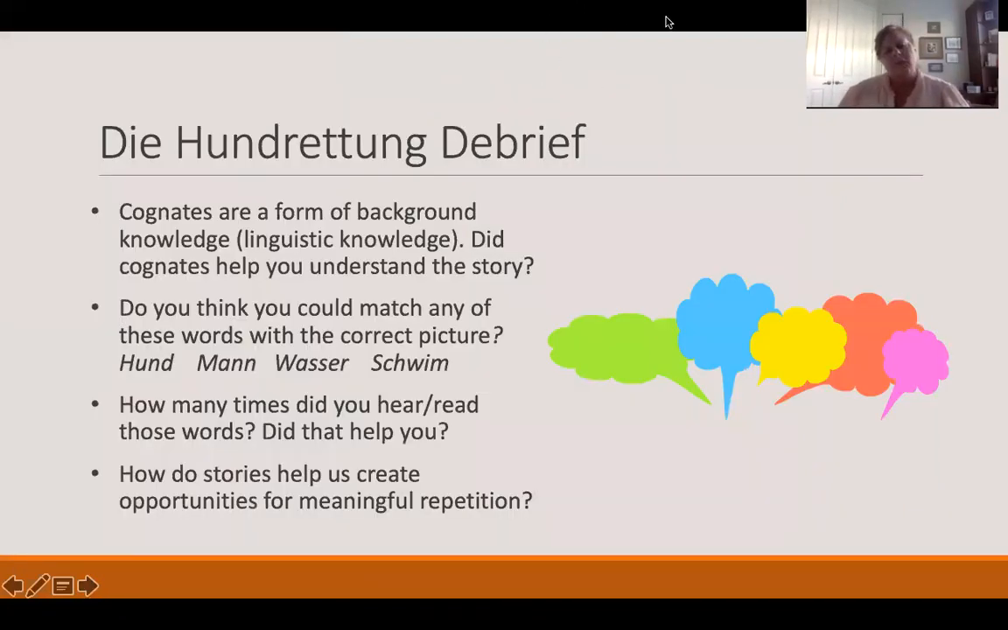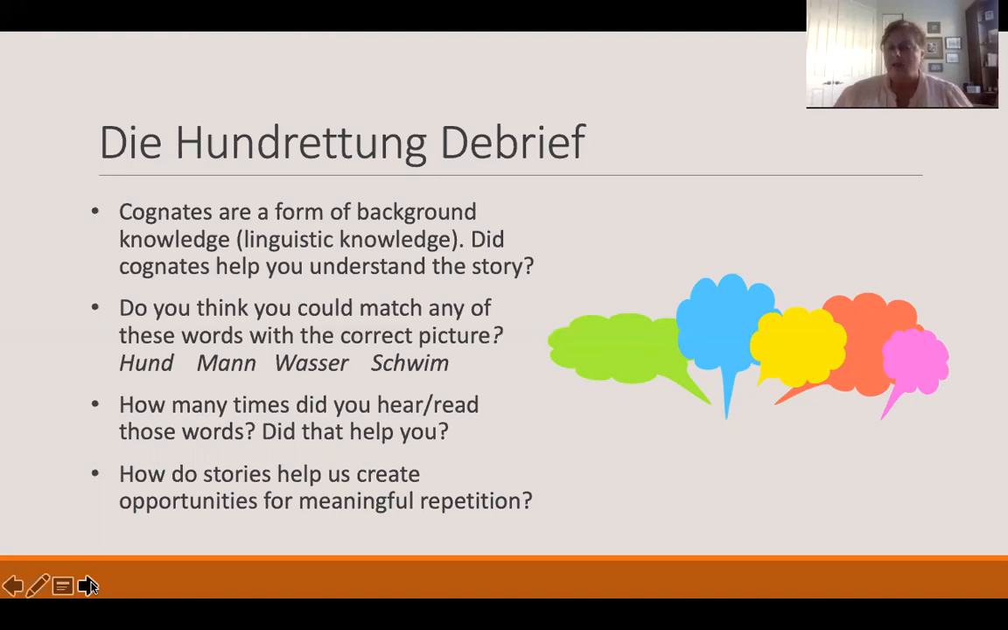So, just think for a moment. Did you understand this story? Do you think you followed what was happening? This was a very structured story, and actually most of the meaning load was carried through the visual input. But the words accompanied the visual input, and some of them were cognates.